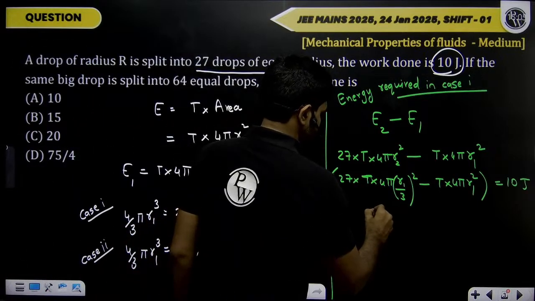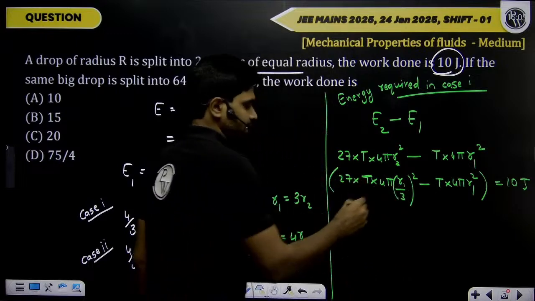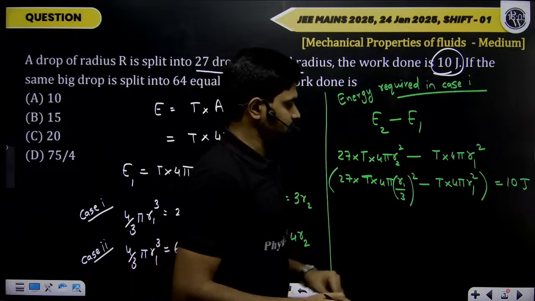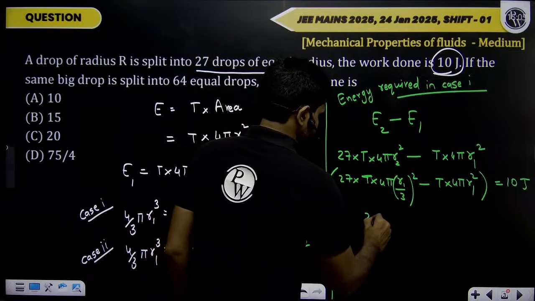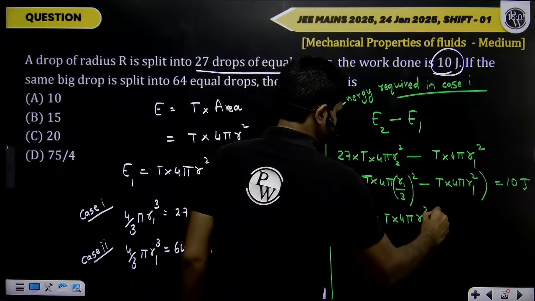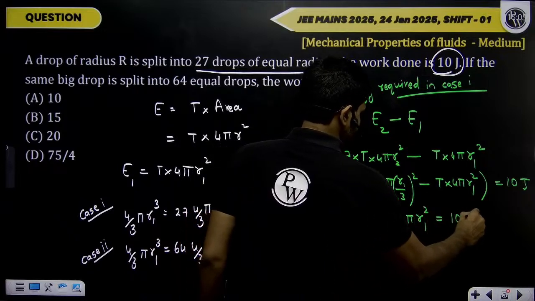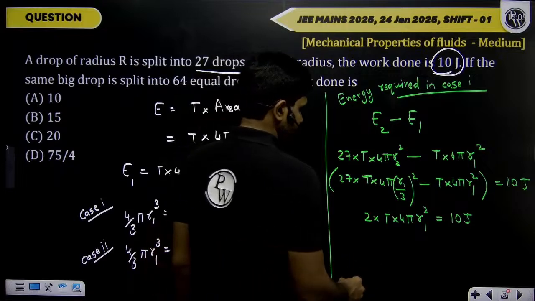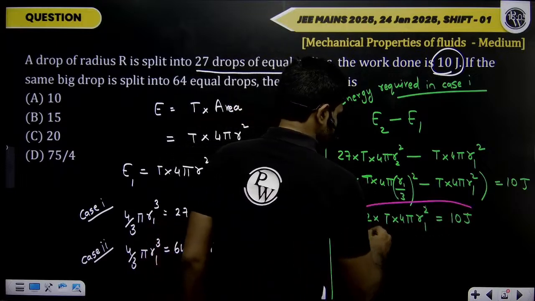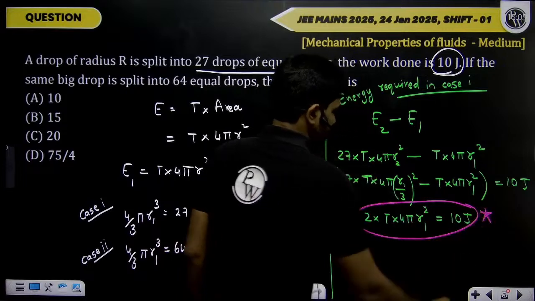So 27 by 9 is 3, and 3 minus 1 is 2. So 2 into T into 4 pi R1 square is 10 joules. Let us put this aside.